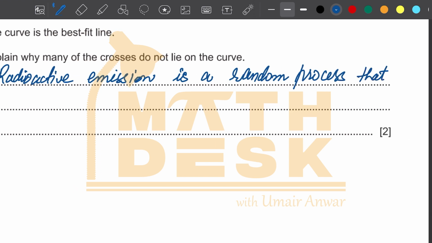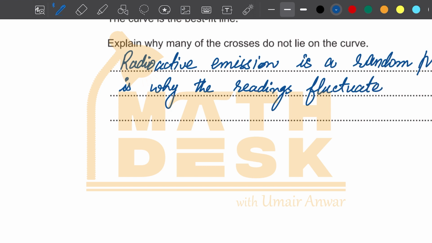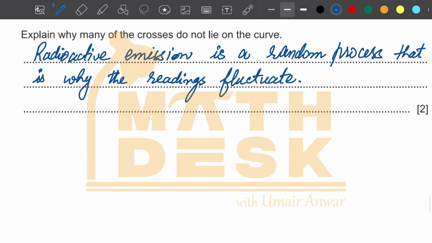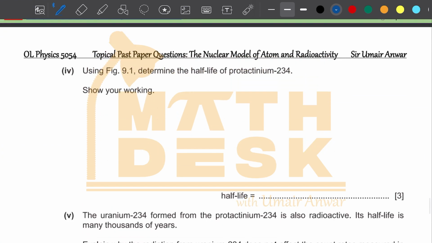That is why the readings or the measurements fluctuate. Sometimes they increase, sometimes they decrease. So this fluctuation is because of the random nature of the process.